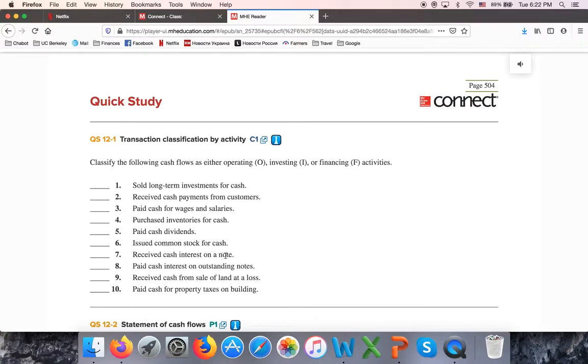Received cash interest on a note, interest would be classified as an operating activity, and it would be a plus. Paid cash interest, that's also an O, but now we're paying cash, so that would be cash minus, cash outflow.